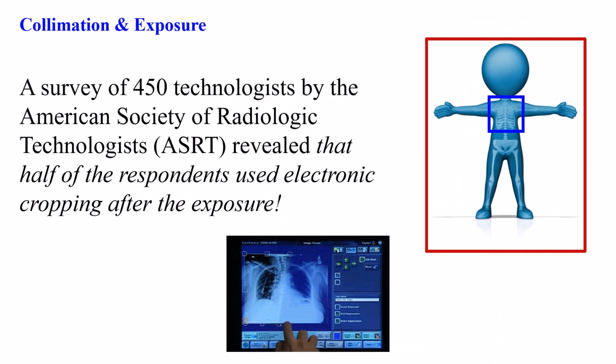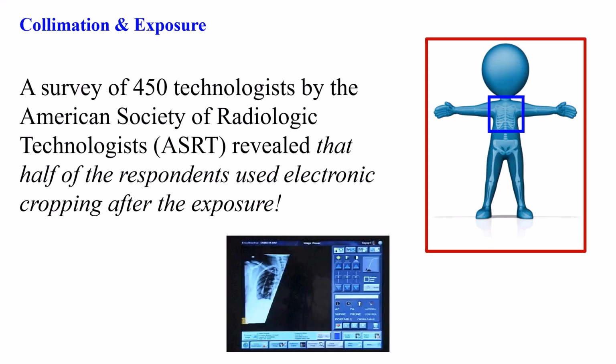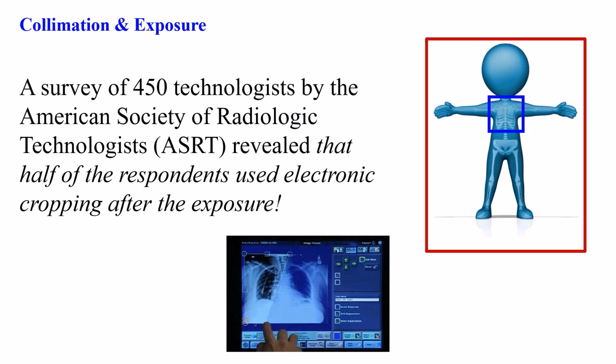One of the things that we found with the ASRT, taking a survey of 450 technologists, was that they didn't understand the difference between collimation and masking, and therefore did not collimate on the acquisition, and then tried to make the image that they did acquire look as if it had been collimated.